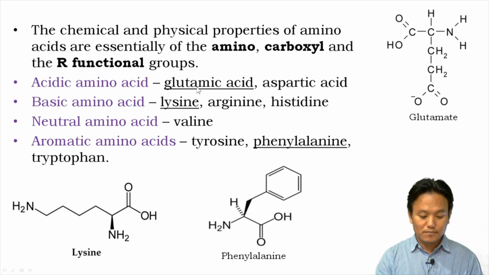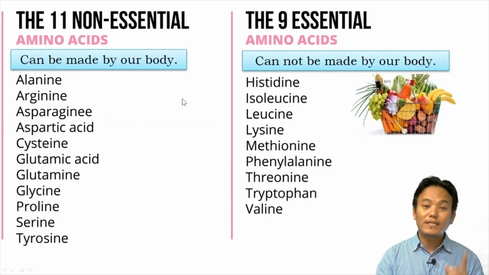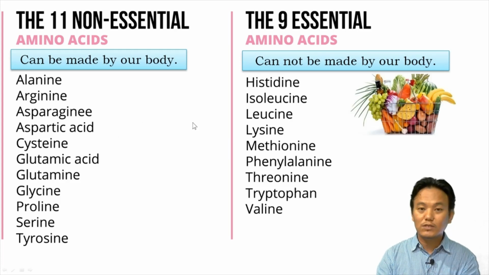So again I said there are 20 different types of amino acids used to make protein within an organism's body. On what basis are we categorizing them into these two groups? Non-essential amino acids: there are 11 non-essential amino acids and 9 essential amino acids. So they are categorized based upon whether our body can make these amino acids on our own or not.